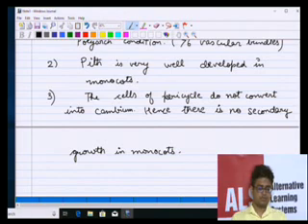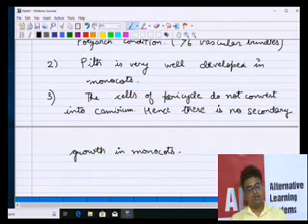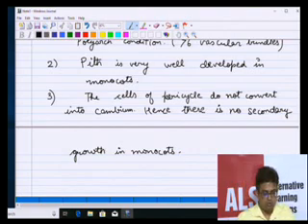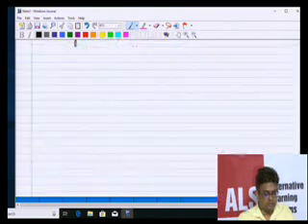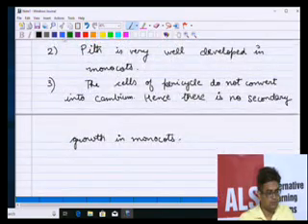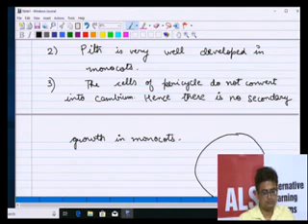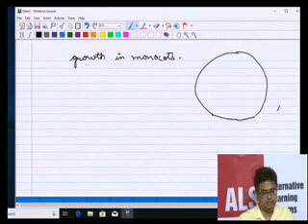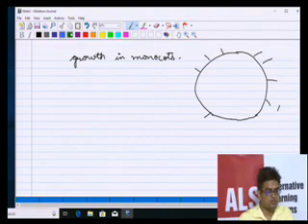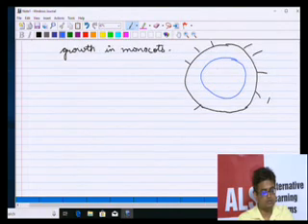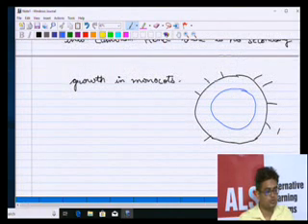Alright. So this is with respect to the transverse sections of root. And if I draw the general diagram of the monocot root, like I had drawn the diagram of dicot, you can see it is going to be just like this. Epidermis. Next to epidermis will be the cortex. The innermost layer of cortex is called endodermis.